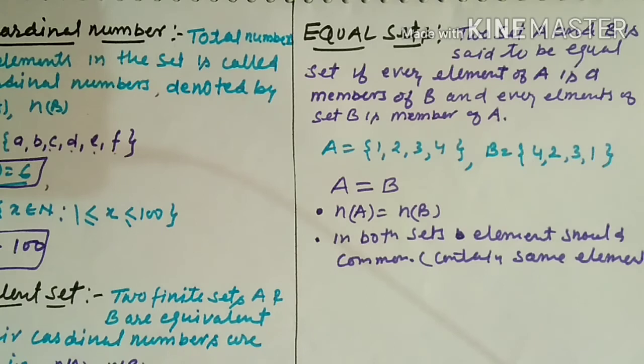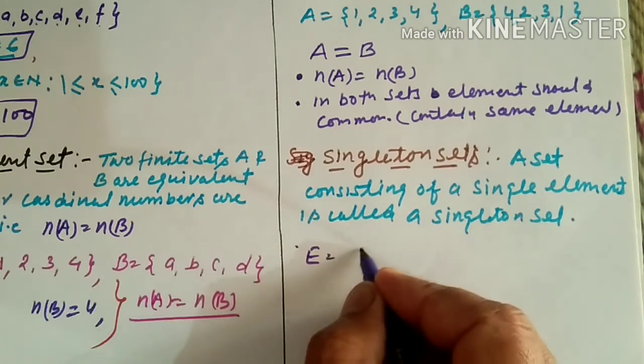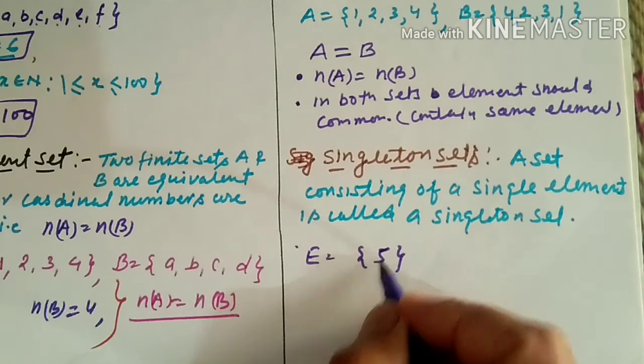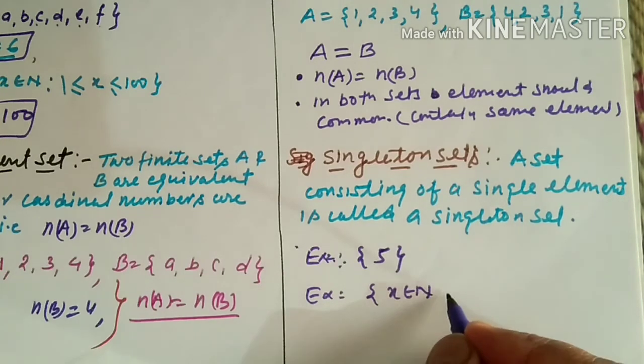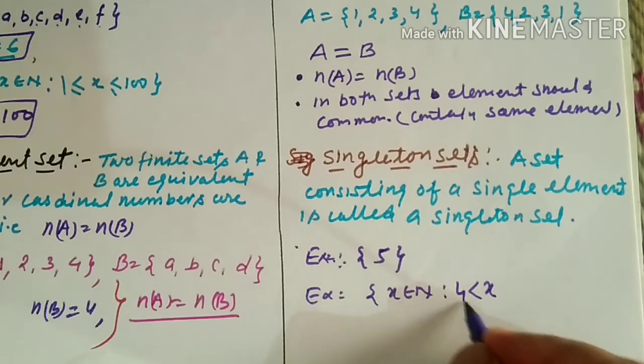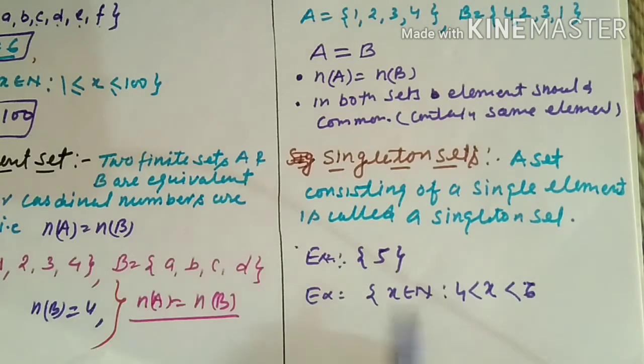So in this session we have talked about types of sets: empty set, finite set, infinite set, equivalent set, and lastly we have the singleton set. So what is a singleton set? A set containing a single element is called a singleton set. एक ऐसा set जिसमें सिर्फ एक single element है. For example, we can say {5}. Clear? Or we can say x belongs to natural numbers such that x is greater than 4 and less than 6. So we get 5 also. This kind of set is called a singleton set.